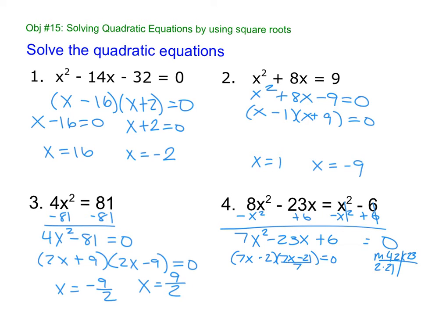This one I can divide by 7: 7x minus 2 equals 0, x minus 3 equals 0. So we get x equals 3 and x equals 2 over 7. If you're still struggling with this, you need to go back. We're having a quiz soon.